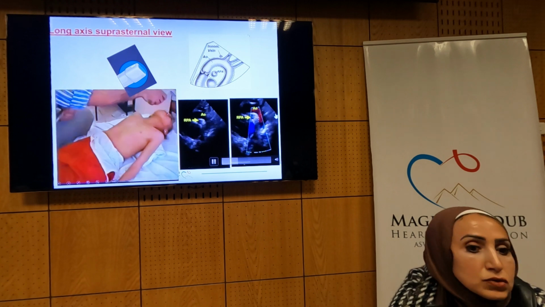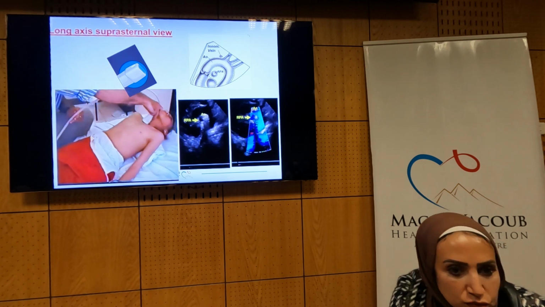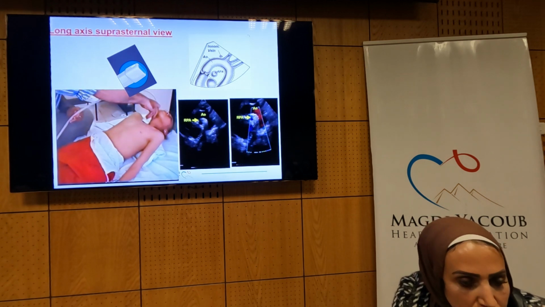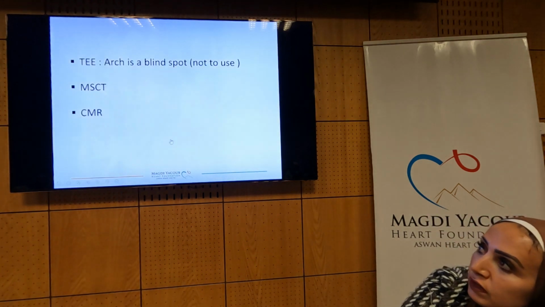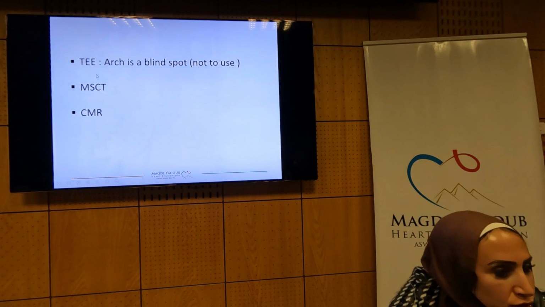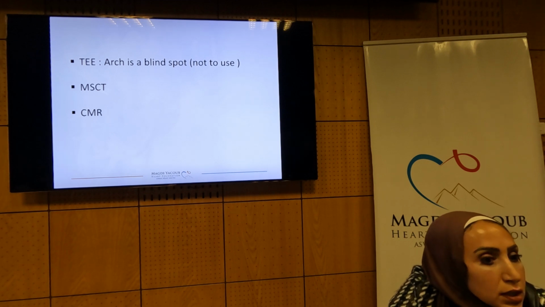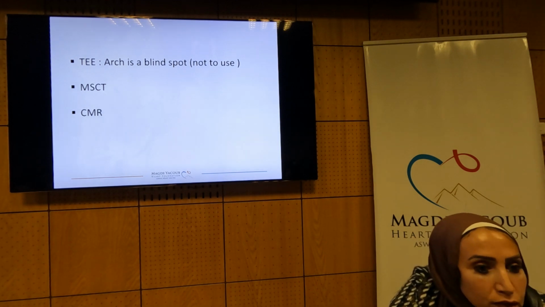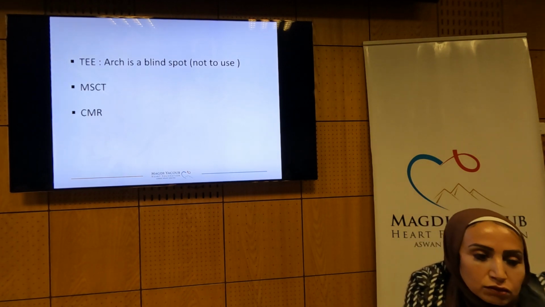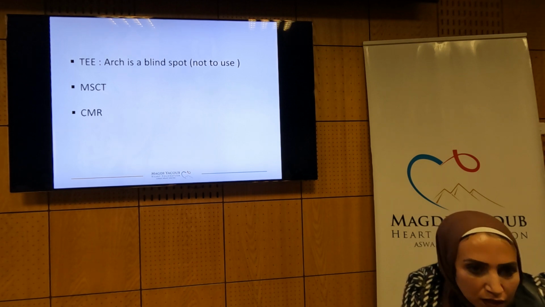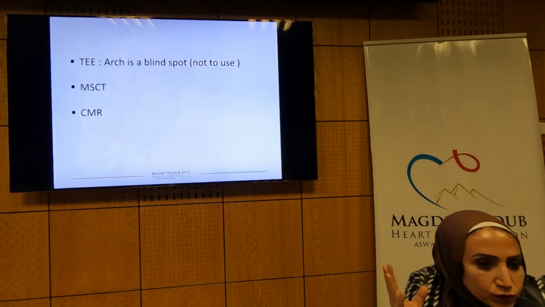Is it clear? So echo is our imaging modality. It's bedside. You have to focus on suprasternal views to image the aortic arch. Okay. If we need extra or cross-sectional imaging, TEE is not an imaging modality because the aortic arch is a blind spot for TEE. So if the echo is not enough, don't ask for transesophageal echo. The arch is a blind spot for the TEE, so TEE is not of use.